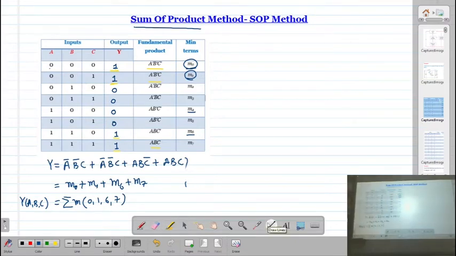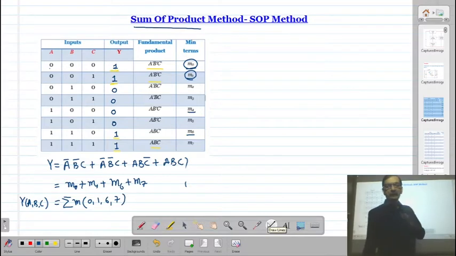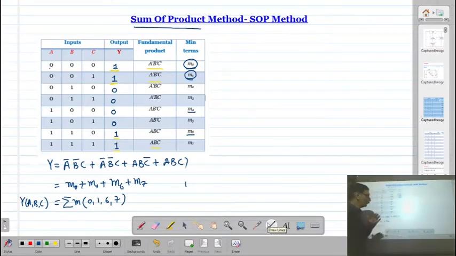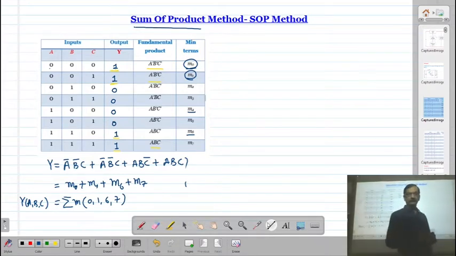Remember, we have three variables A, B, C and their complements A bar, B bar and C bar. First of all, you have to draw a bunch of lines for the variables. This bunch of variable lines is known as the bus.